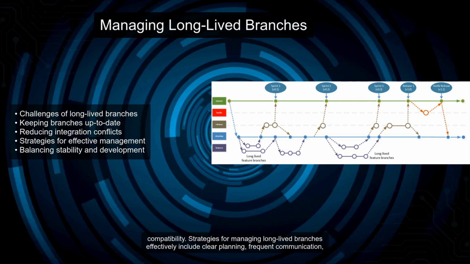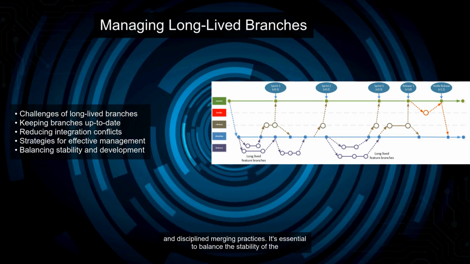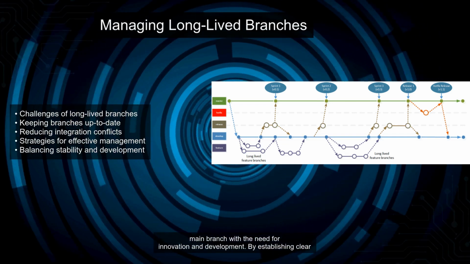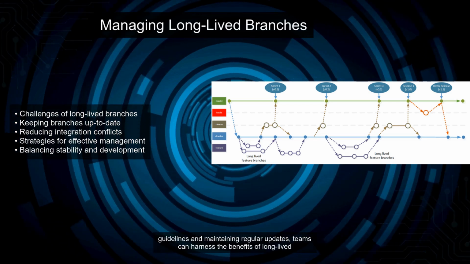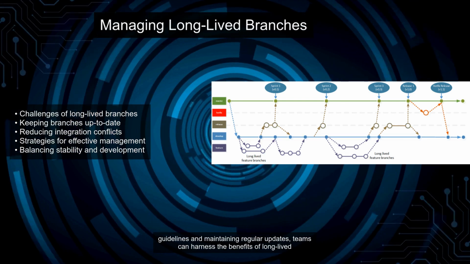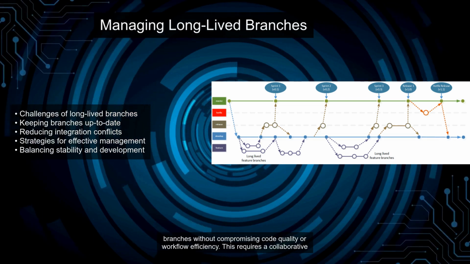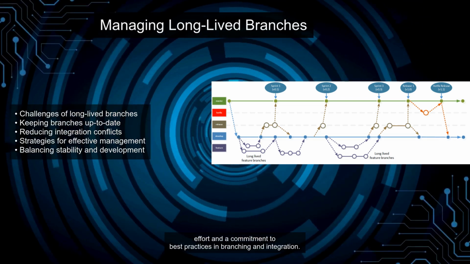Strategies for managing long-lived branches effectively include clear planning, frequent communication, and disciplined merging practices. It's essential to balance the stability of the main branch with the need for innovation and development. By establishing clear guidelines and maintaining regular updates, teams can harness the benefits of long-lived branches without compromising code quality or workflow efficiency. This requires a collaborative effort and a commitment to best practices in branching and integration.